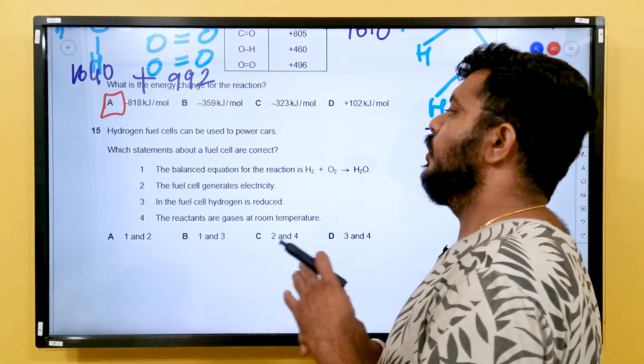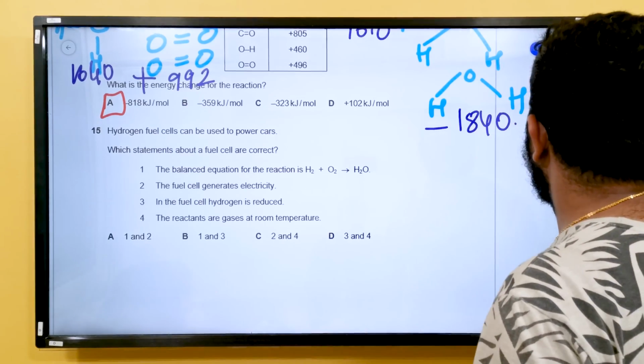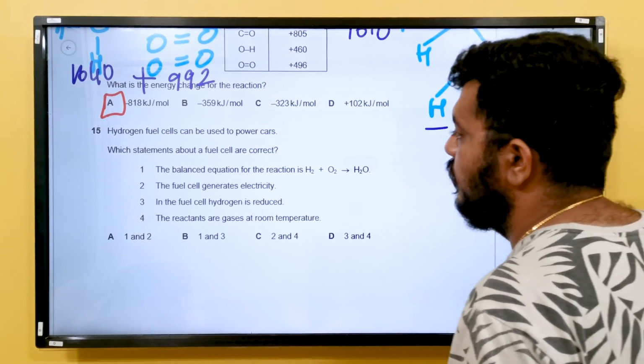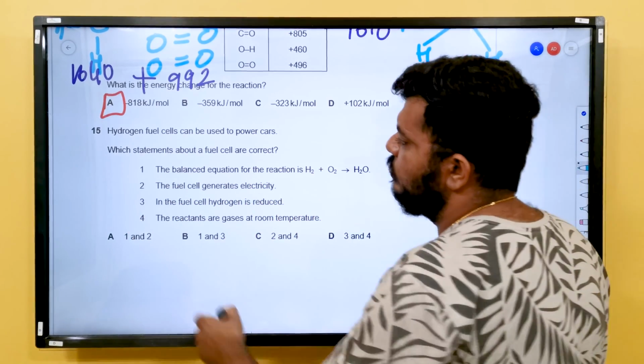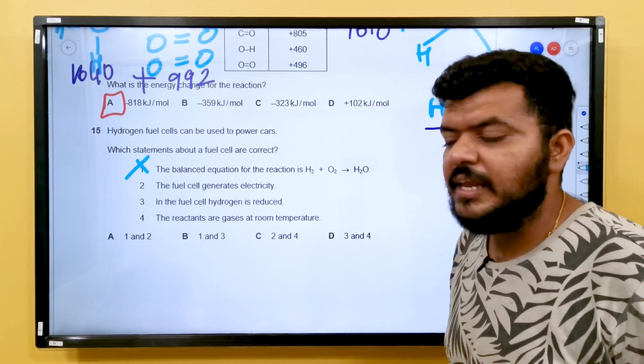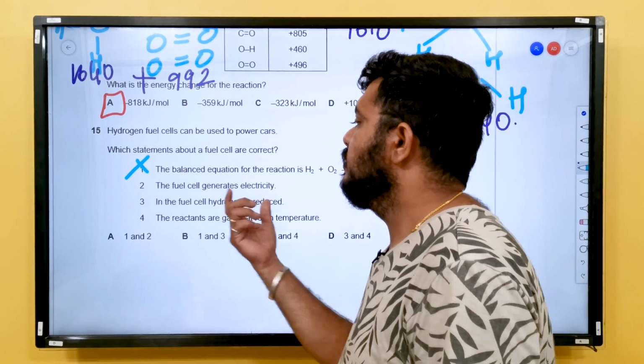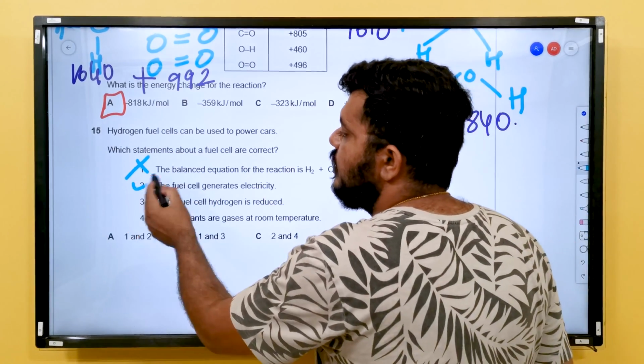Which statements about a fuel cell are correct? Okay. The balanced equation for the reaction is H2 plus O2 gives H2O. No, this is not a balanced reaction. A fuel cell generates electricity. Yes, it does.